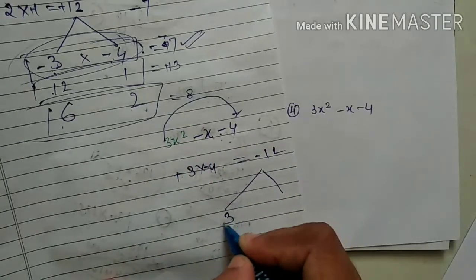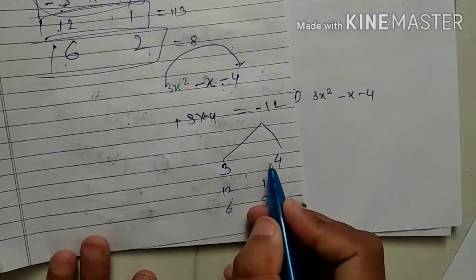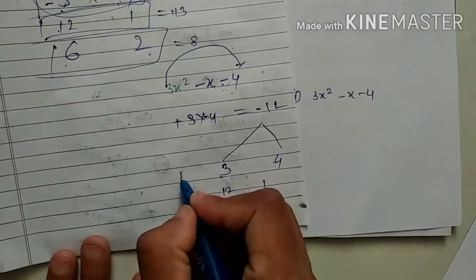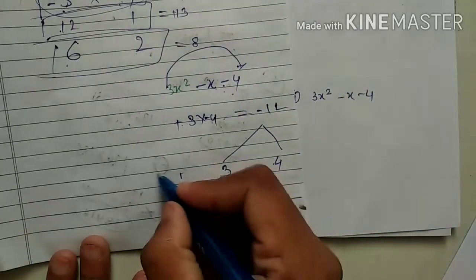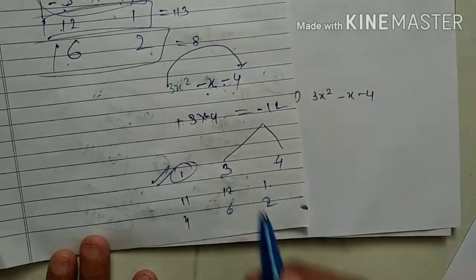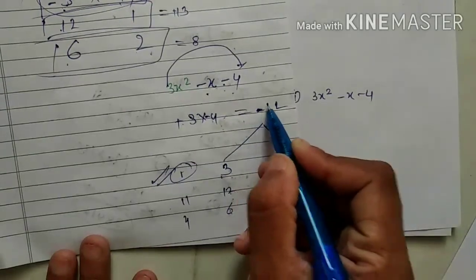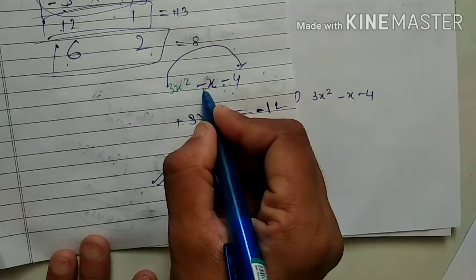So just see, 3 4s are 12, 12 1s are 12, 6 2s are 12. Now search. If I do any subtraction, 3 minus 4 becomes 1, 12 minus 1 becomes 11, 6 minus 2 becomes 4. Which one is satisfying? The first one, to get 1. 1 I am getting, correct. Now, which will be negative, which will be positive? It depends on the question, because I want 12 as a negative. So any one term can be negative, but here the bigger one is the minus.